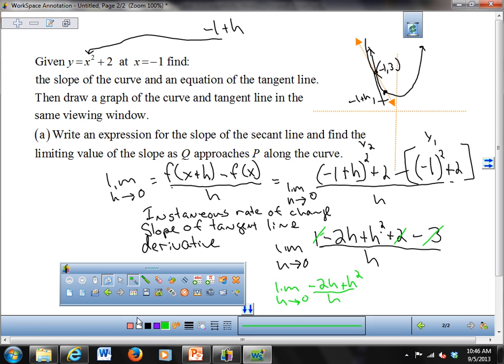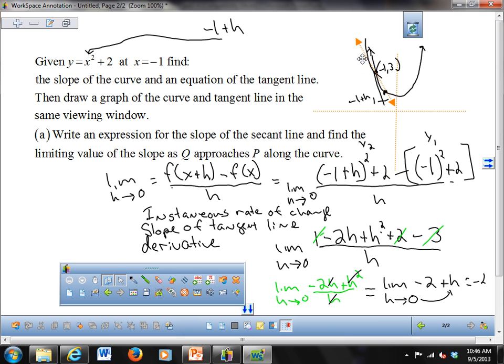Now what can I do? You can cross out some h's, just one from each of those, and this becomes the limit as h goes to 0 of negative 2 plus h. Everyone follow the algebra I just did there? I kind of did two steps. Yes, sir? Why do you get rid of the 1 and the 3? Because 1 plus 2 is 3, minus 3 turns into 0. Now I can take this 0 and plug it in, and what do I get? Negative 2.